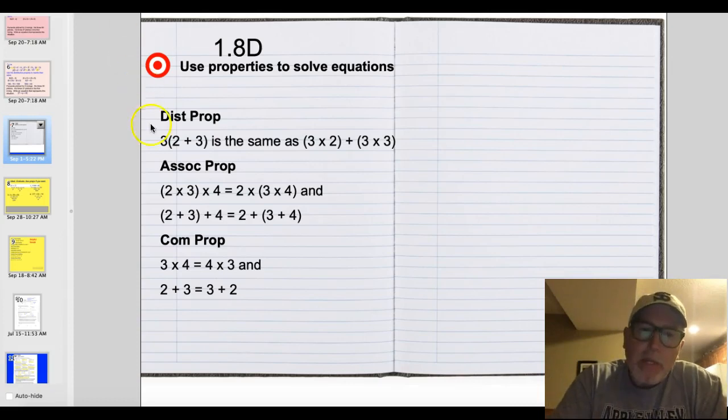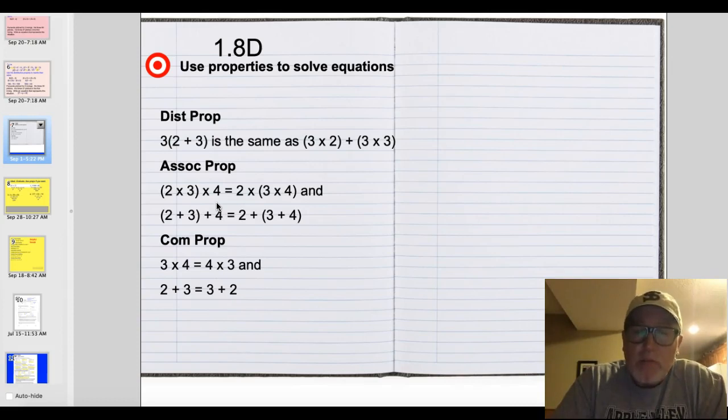The distributive property allows us to take and rewrite things like 3 times a sum of 2 plus 3 and write that as 3 times 2 plus 3 times 3. Or we could take this and rewrite it that way as well. It's a valuable property. The associative property allows us to group multiplication and addition. When you have a string of numbers you're adding or multiplying, you can group them however you want. You can move the brackets or the parentheses around.